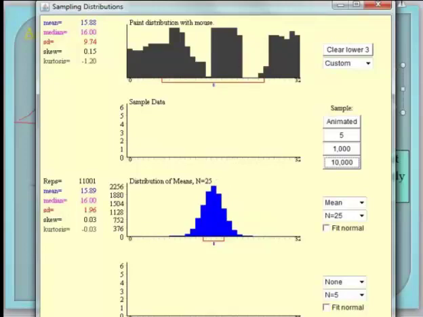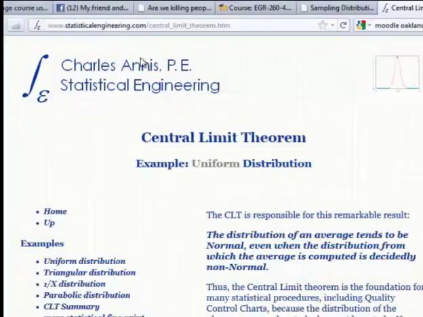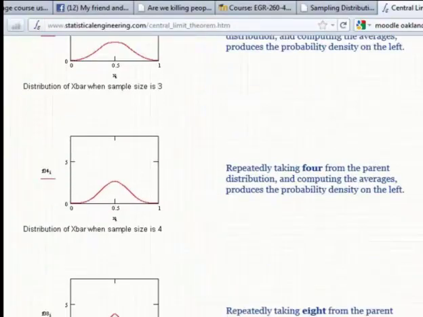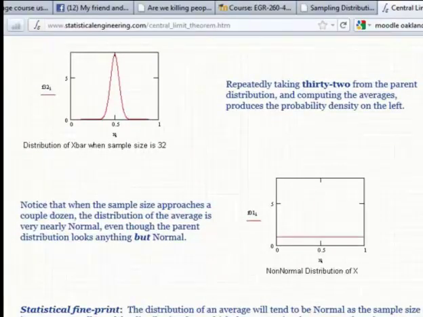It's amazing. So that brings us to a very nice website by Charles Annis. He talks a little bit about the central limit theorem, and I like the way he phrases this. He says the central limit theorem is responsible for this remarkable result, and that's what we just saw: the distribution of an average tends to be normal even when the distribution from which the average is computed is decidedly non-normal.